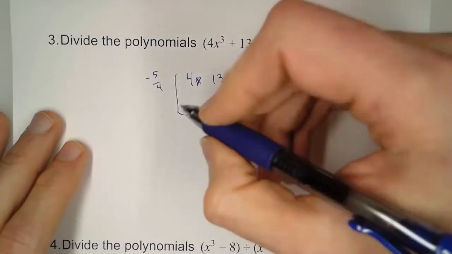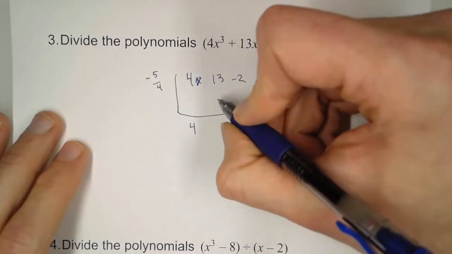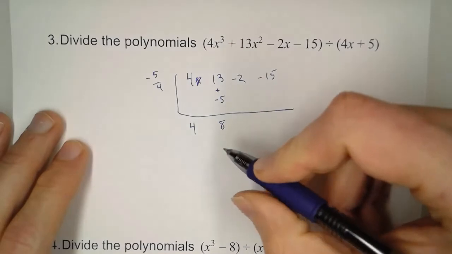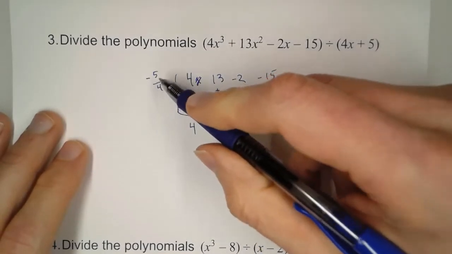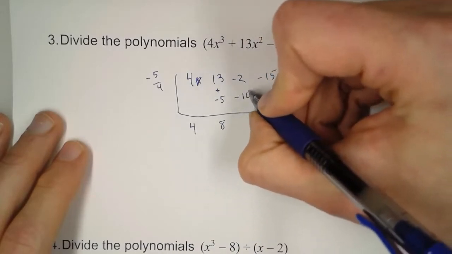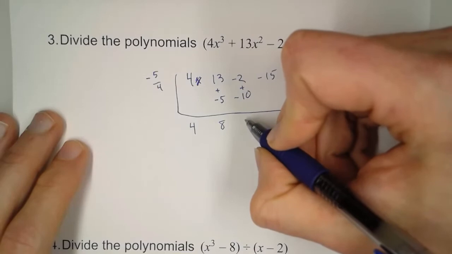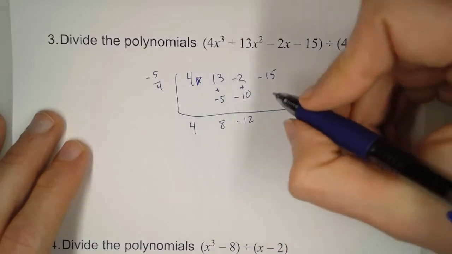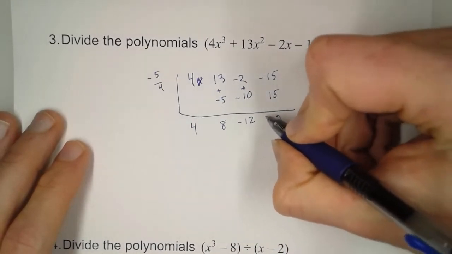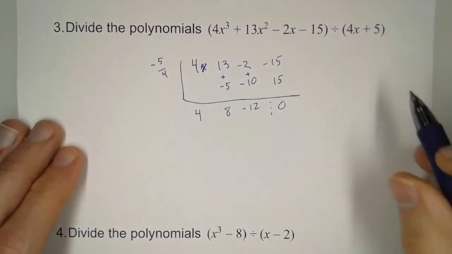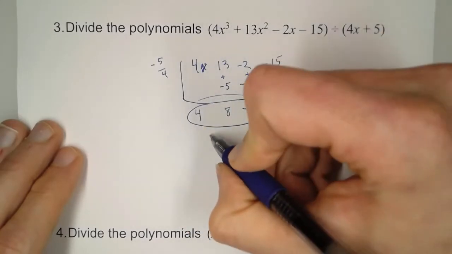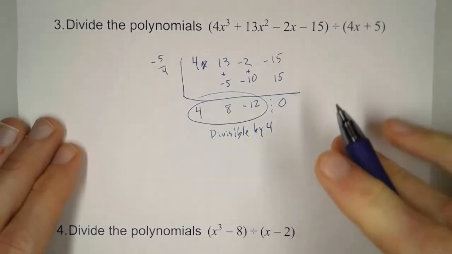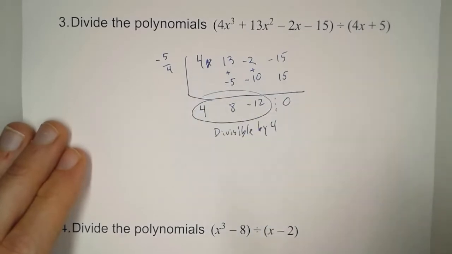If I bring down the 4 and multiply, the 4's cancel, so we're left with -5. So 3 plus -5 is 8. So this is just going to result when I multiply by a number that's double 4. So that's -10. So -2 plus -10 is -12. Well, this is just going to be triple the result I got from 4, but opposite. So that's 15. And we get a remainder of 0. Now, the thing to notice is that these are all divisible by 4. This happens when we do synthetic division with a fraction.